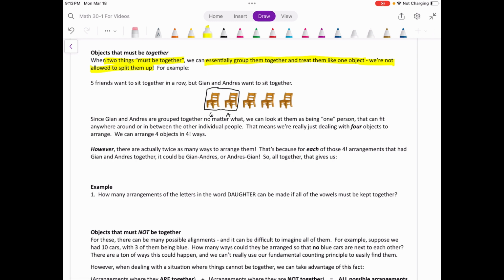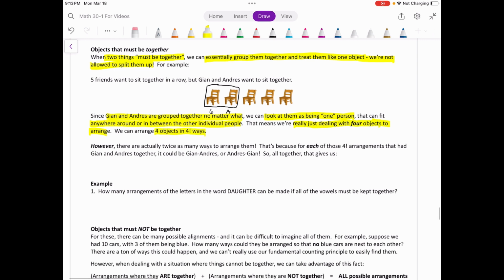So since Gian and Andreas are grouped together no matter what, we can look at them as being one person that can fit anywhere around or in between the other individual people. So how many objects are we really dealing with here? We're really dealing with 4, right? We've got Gian and Andreas, and then 3 other people that can be moved around however we want. So it's like we're dealing with 4 objects to arrange instead of 5, because we can't split those 2 up. Now we can arrange 4 objects in 4 factorial ways, right? We could do 4 times 3 times 2 times 1, treating them like one person.